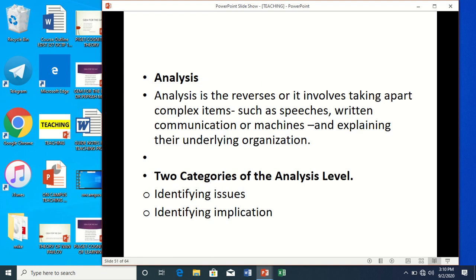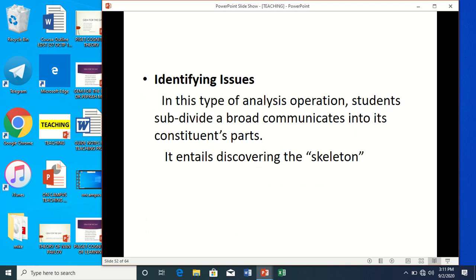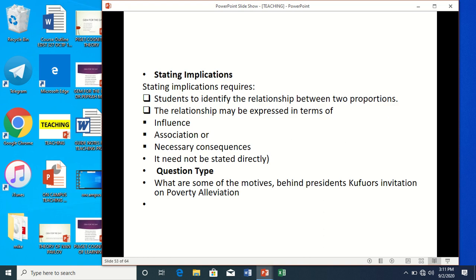So analysis is the reverse, or it involves taking apart complex items such as the speeches that I have said already, written communication or machines, and then you are explaining. So the implication is there. Identifying issues, the skeleton is there. How do we state implications? Stating implications requires the following. Your student must be able to identify the relationship between two propositions.